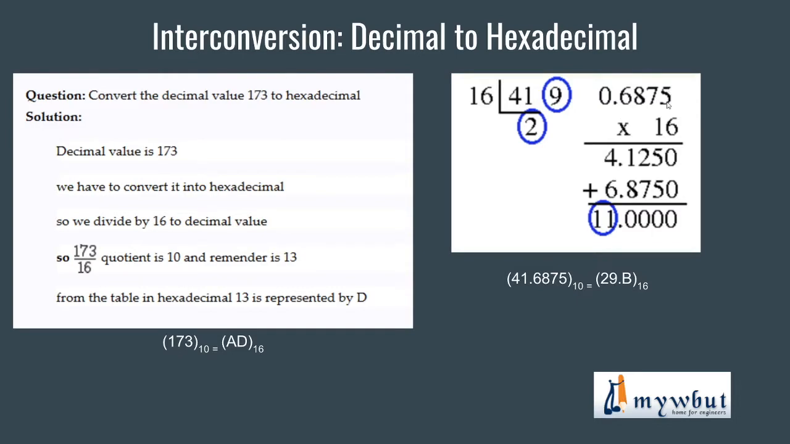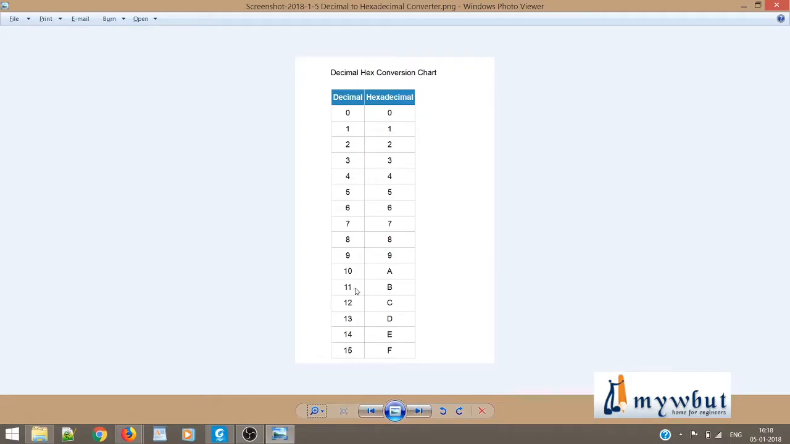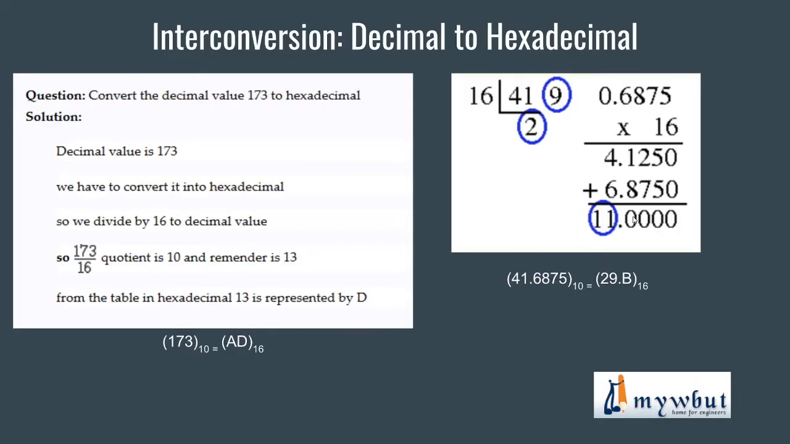Now for the fractional part, we multiply it by 16, and upon multiplication we get 11 over here, and in the fractional part we do not have anything. That means we get a perfect 0 in the first go itself and hence we do not continue. And we know again by this table that the hexadecimal equivalent of decimal 11 is B. Therefore we write this 11 as B, and hence we get 41.6875 base 10 is equivalent to 29.B base 16, or in hexadecimal.